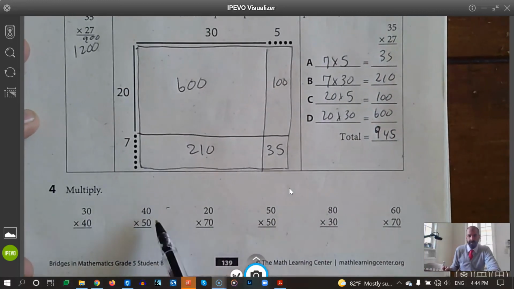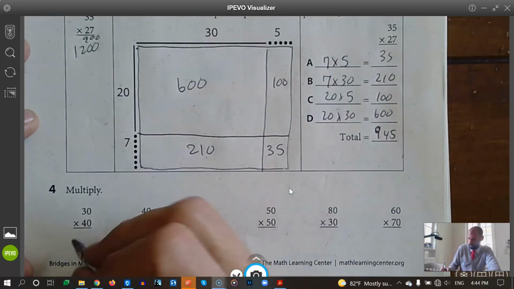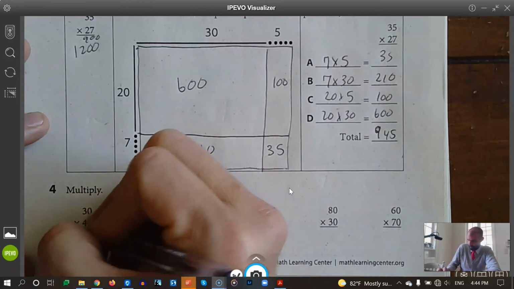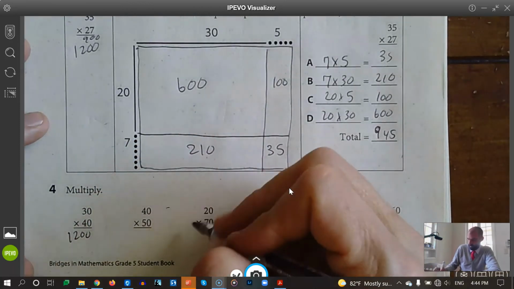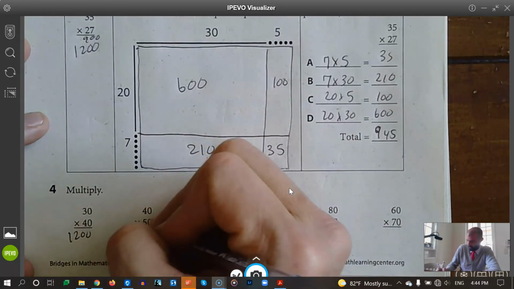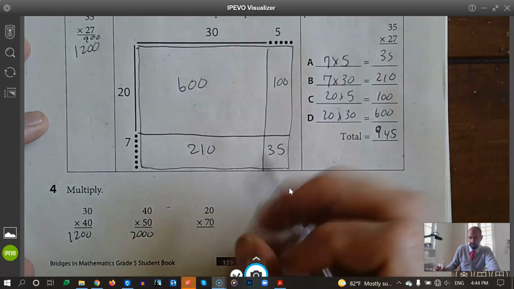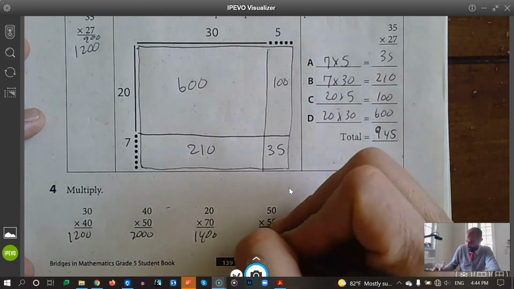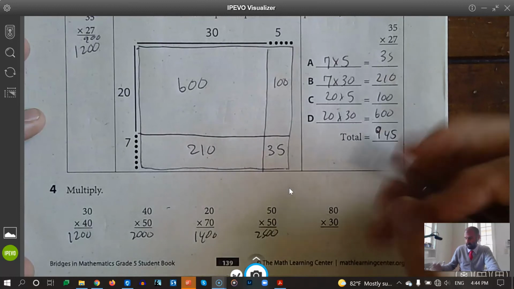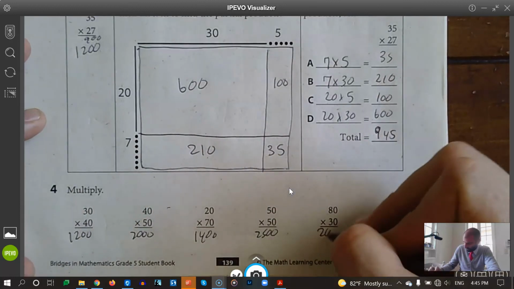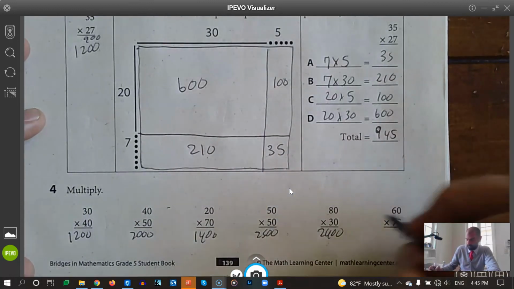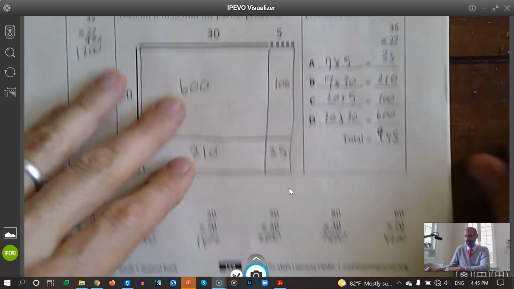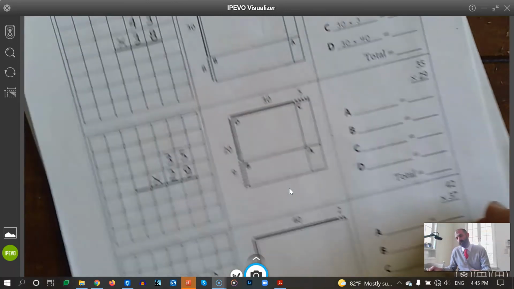And last but not least, again, this helps us with this calculation here. This is 3 times 4 times 100, 1200, because 10 times 10 is 100. 4 times 5 times 100, 2000. 7 times 2 times 100, 1400. 5 times 5 times 100, 2500. 8 times 3 times 100, 2400. 6 times 7 times 100, 4200.